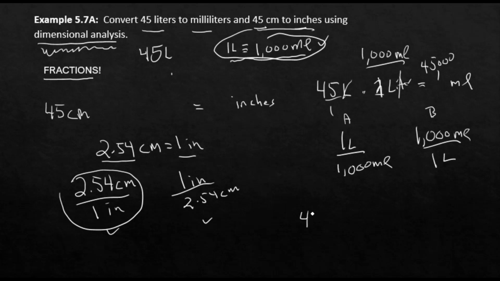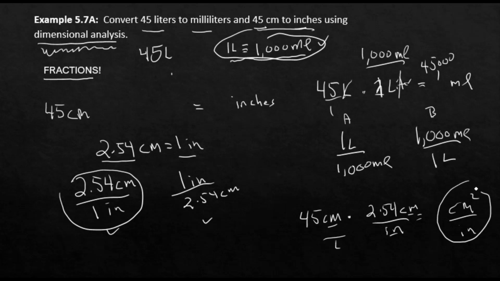I just want to show you why it's incorrect. I'm going to go 45 centimeters times 2.54 centimeters over 1 inch. And I'm just going to look at the units, right? Because as you know, the units get multiplied the same as the numbers do. So if I took 45 and multiplied it by 2.54, forget about the number, I'm going to get centimeters squared over inches, right? Centimeters times centimeters over 1 times inches. And that's not the correct unit.